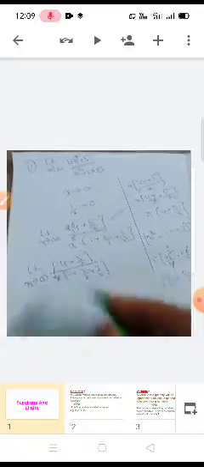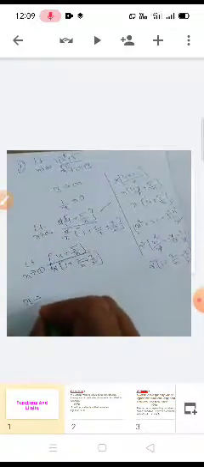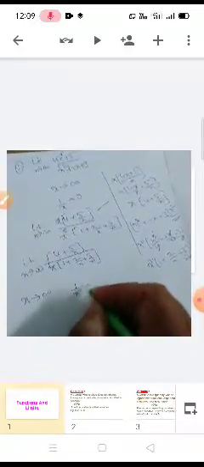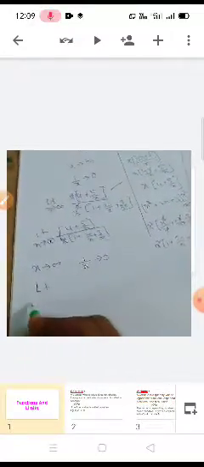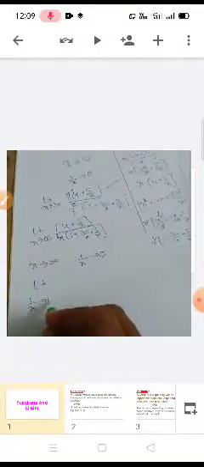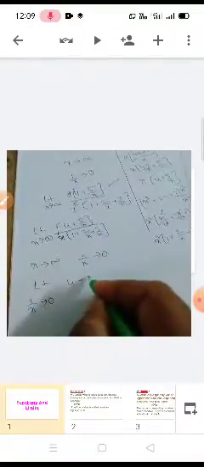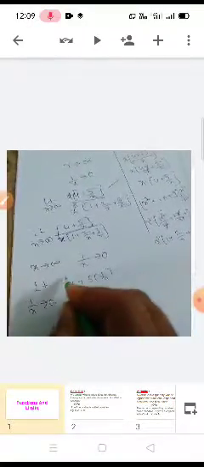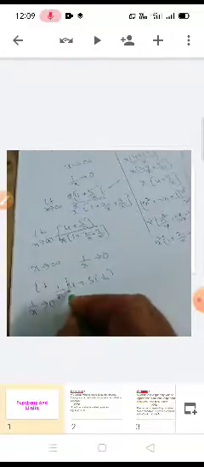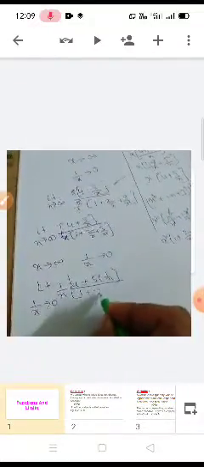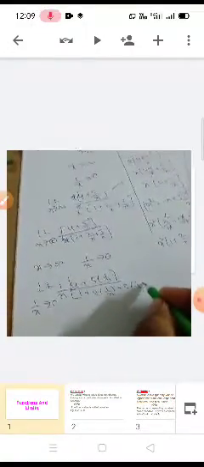Here, as x tends to infinity, 1 by x tends to 0. So the expression becomes (4 plus 5 of 1 by x) in the numerator, and in the denominator, x times (1 plus 2 of 1 by x plus 3 of (1 by x) whole square).